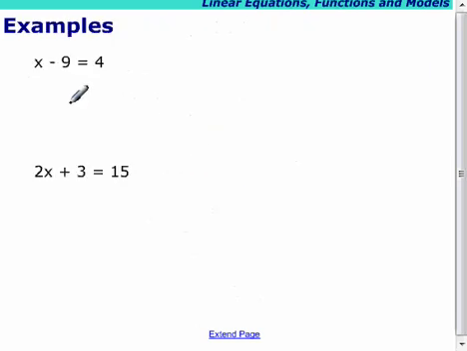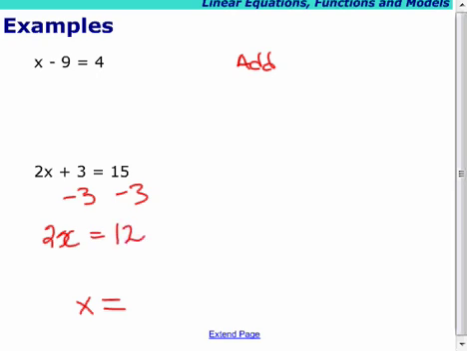So here's some examples. This one I would use the addition principle, add 9 to both sides. On this one, looks like a combination one, where I might have to get rid of the 3 and get rid of the 2. In the end, I want x by itself, so I have to get rid of the 3 and the 2. The order that you do that in would be I would first use the subtraction principle and subtract 3 from both sides to get 2x is equal to 12. And then I'd use the division principle. Divide both sides by 2, x comes out to be 6.